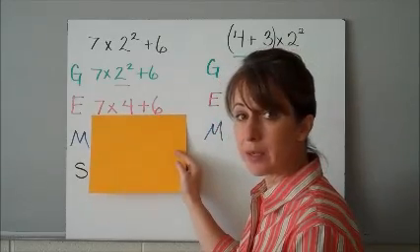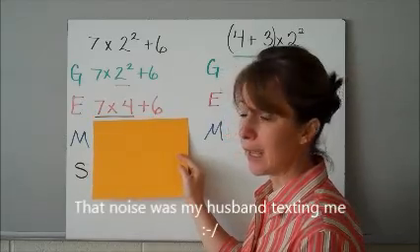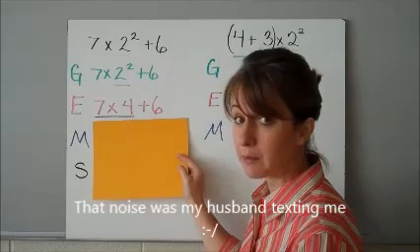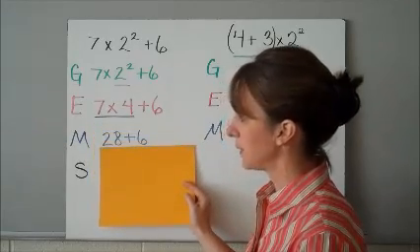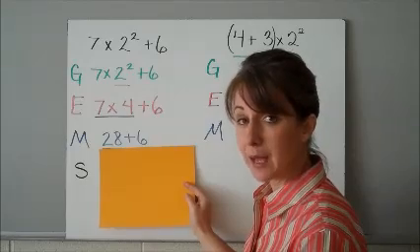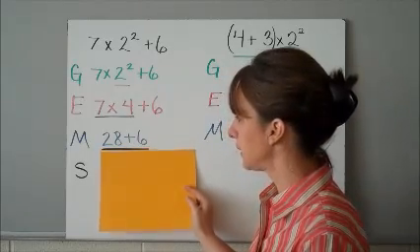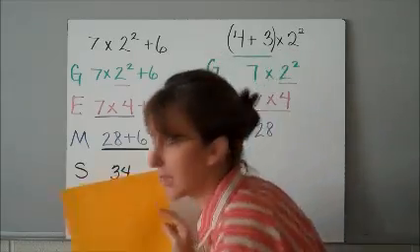Now it's time to move on to blue, which is my M step. So I underline what it is that requires multiplication or division, and I get 7 times 4. So now I'm going to do 7 times 4 and rewrite the problem with what's left, 28 plus 6. Now I'm at my last step, which is subtraction or addition, and I'm looking here at 28 plus 6, and my answer is 34.